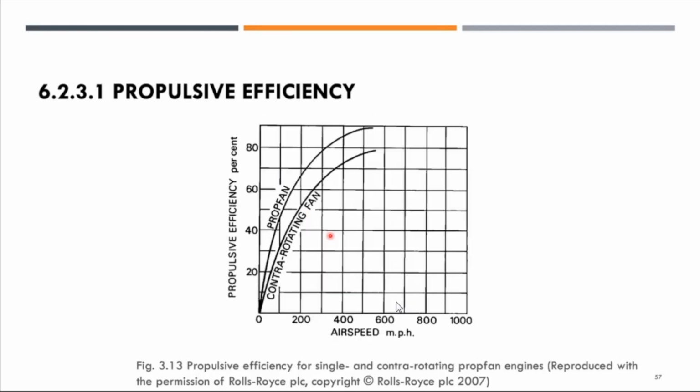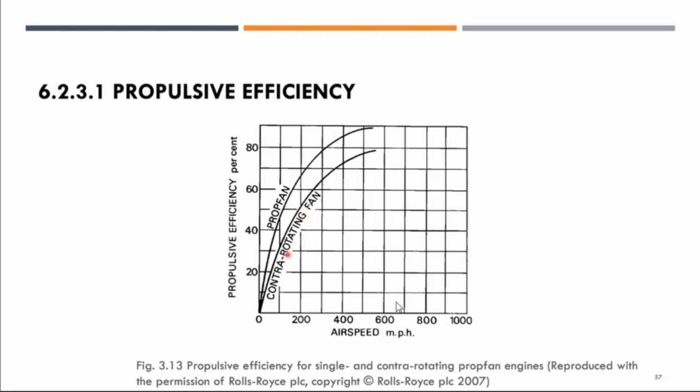Looking into the other type of engine, we have the contra rotating fan. I believe you still remember the different types of engine. This is a contra rotating fan. There are two sets of propeller fan. One is moving in the opposite direction of the other set of fan.